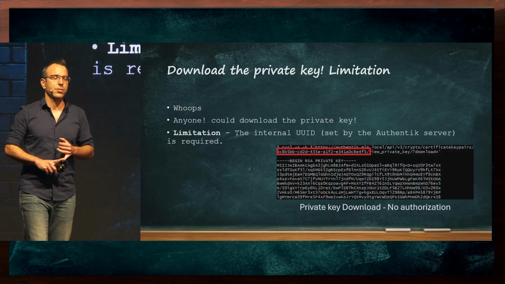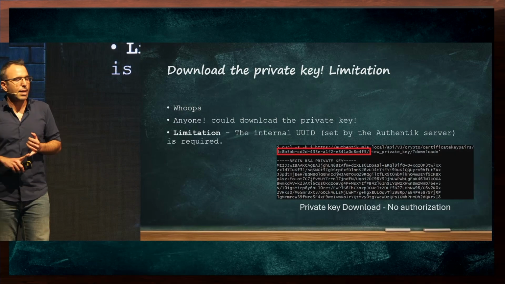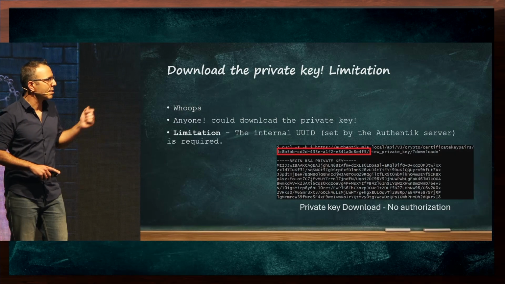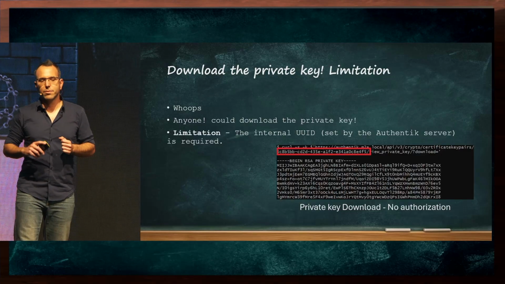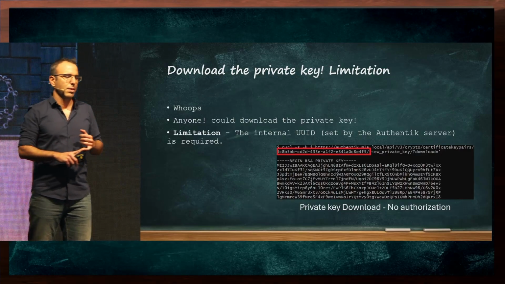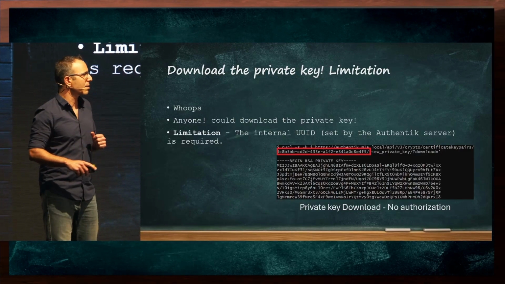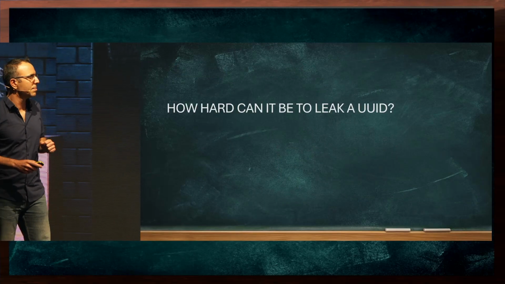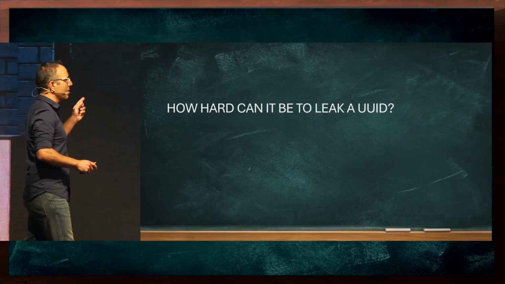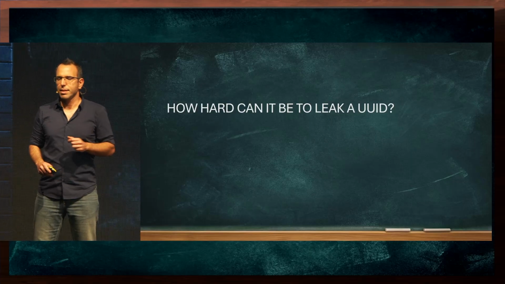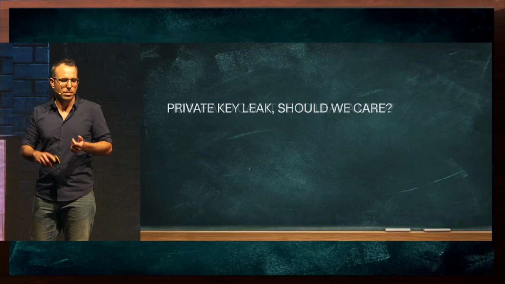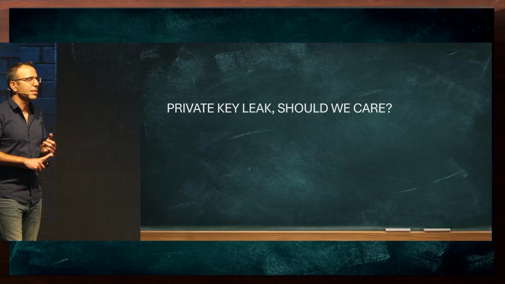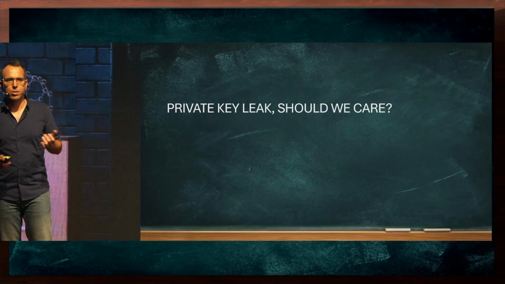But we do have a limitation here. The internal UUID set by the Authentik server is required for this request. OK, so here we were thinking, how hard can it be to leak a UUID? But before we dive into this question, let's see if we should care. So a private key can be leaked. Should we care?